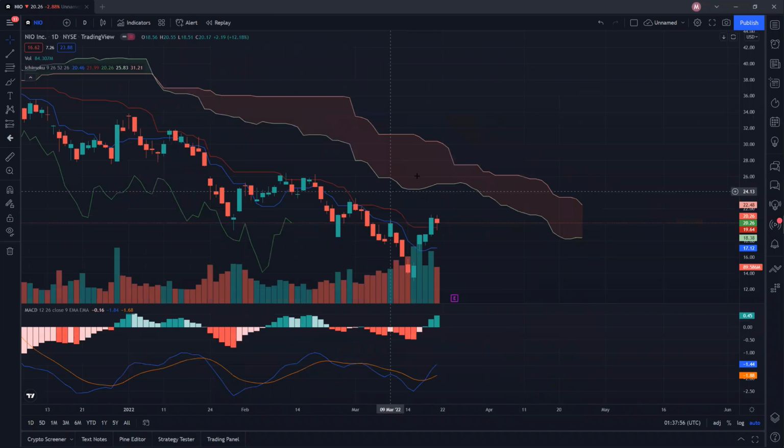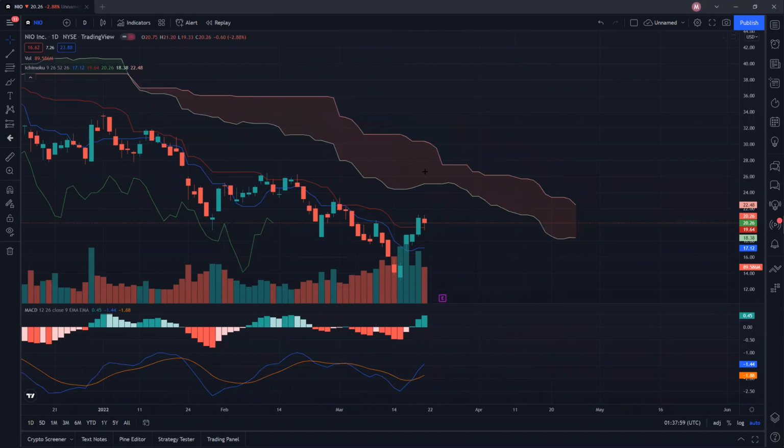So I was in fact very bearish on NIO, but it seems like buyers are coming back. So that is a good sign. So definitely if buyers are back, then I'll be plotting it upwards. Hopefully it's not just a rebound. Hopefully we see a reversal.